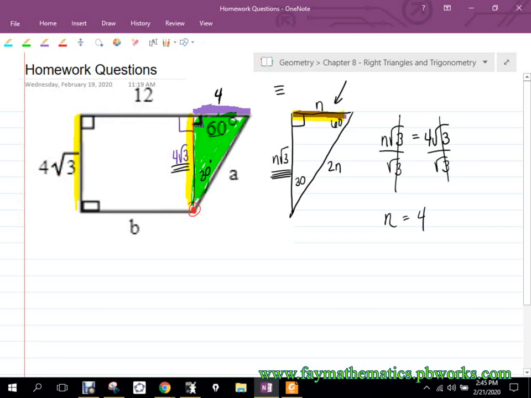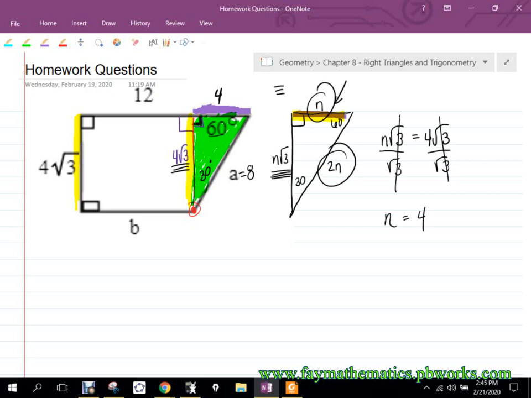How do I go from 4 to A? Multiply it by 2, right? Because that's the relationship over here between those 2 things. The hypotenuse is double the smallest side. So I've got 4 as the smallest side, double it, I get 8.